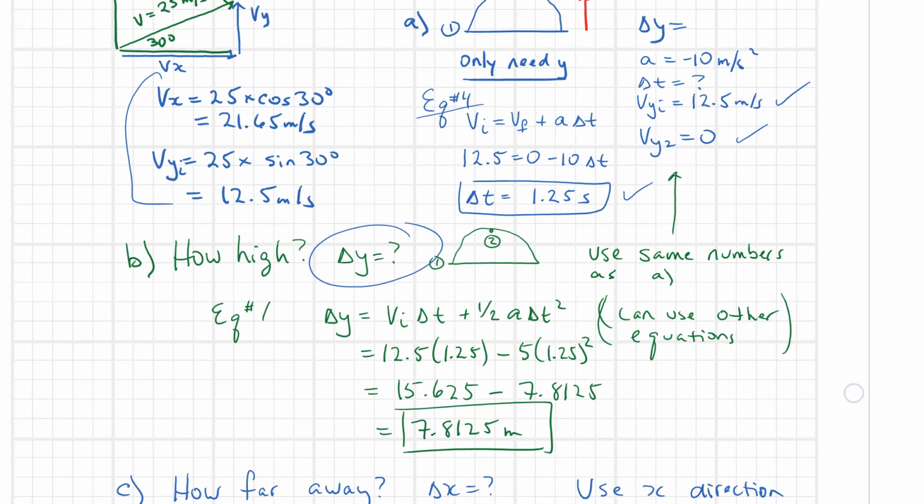You can use, now at this point, any equation except for equation number 4. I chose equation number 1. You may have chosen a different one, but you should get that same answer of 7.8. I like to leave in a lot of digits, just in case I need to reuse that number for a later question. But if you just wrote 7.8 meters at that point, that's fine too.